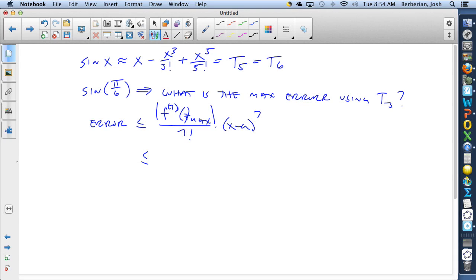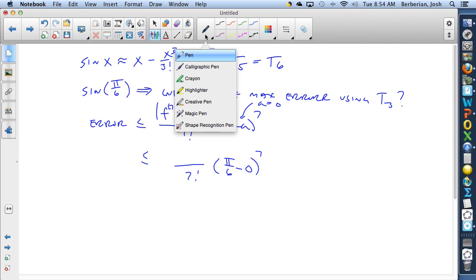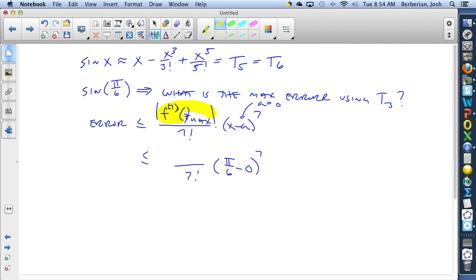All right, so I have some filling in to do. Where's this centered? 0. So a equals 0. And what x value am I trying to approximate the function for? Pi over 6. So I have pi over 6 minus 0 to the 7th. And now I have to deal with this ugliness, right? I need to figure out what the maximum value the 7th derivative takes on is.